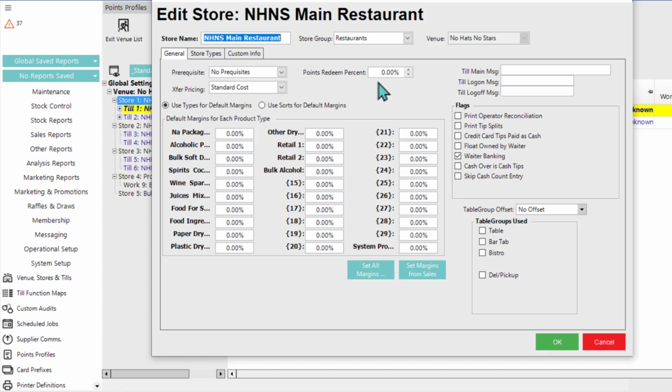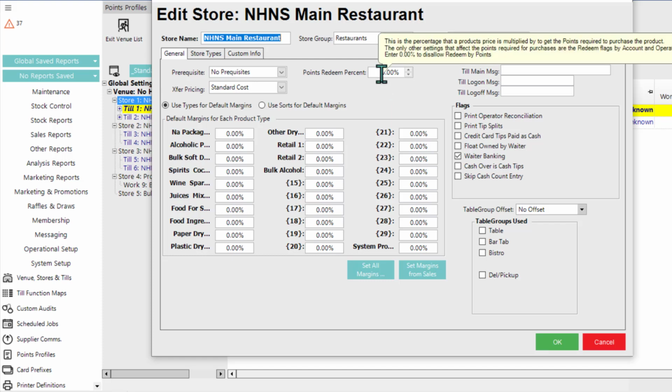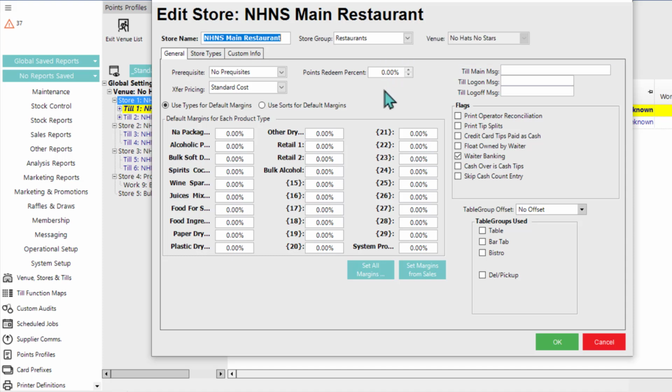So if we want to have some stores set to a different redeem percent, a different rate, we can. Now, as with the venue setting, this can be set to 0 if we would like to prevent points redemption in a certain store. And similar to what I mentioned with the points earn settings that are multiplied together to get a final percentage, the same goes for points redeem rates.